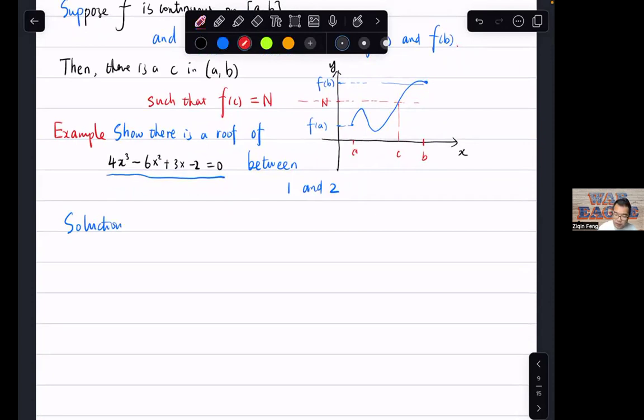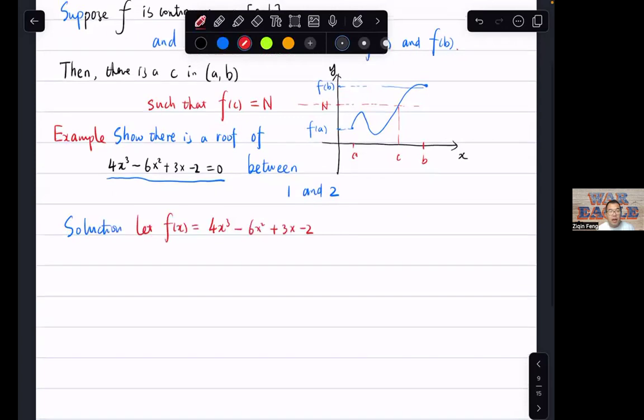So let's give a name to our function. Let f of x be our function, which is 4x cubed minus 6x squared plus 3x minus 2. You want to show that there must be a root in between. How do you show that? All you need to do is calculate f of 1 and f of 2. If one is positive and the other is negative, then 0 is in between them. Then we can apply the intermediate value theorem to guarantee there must be a root between 1 and 2. That's basically our idea.